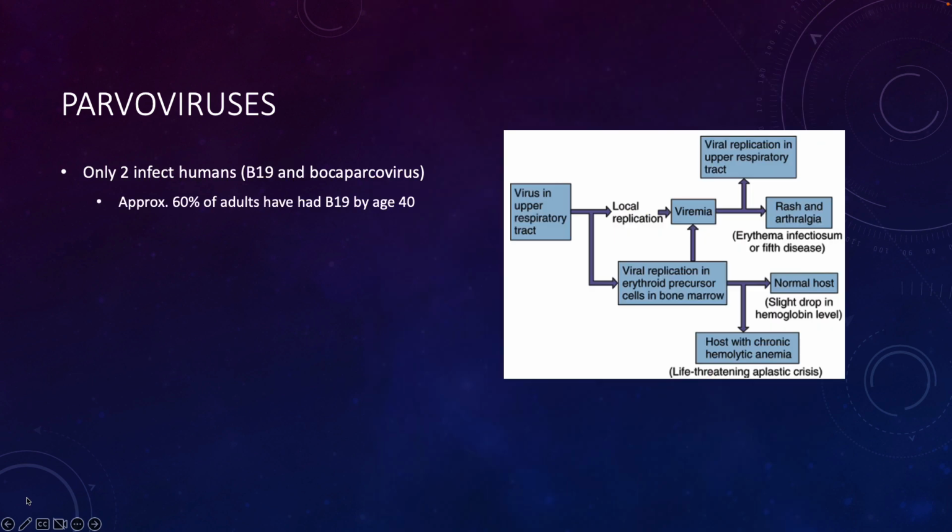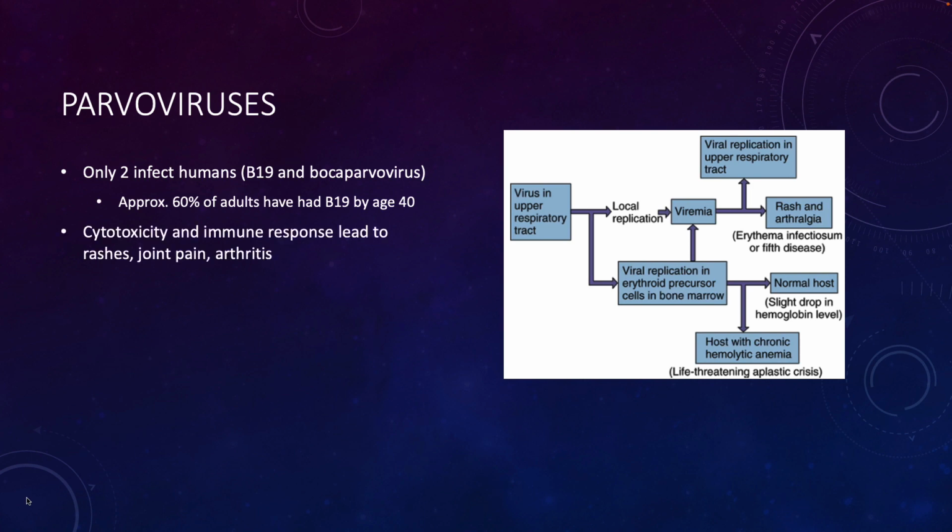We typically think of parvoviruses as animal viruses, dogs and cats. There are two parvoviruses that are known to infect humans, B19 and Boca parvovirus, or sometimes called Boca virus, depending on the text you're looking at. Boca parvovirus is really uncommon, but B19 is far more common. Approximately 60% of adults have had B19 by the age of 40.